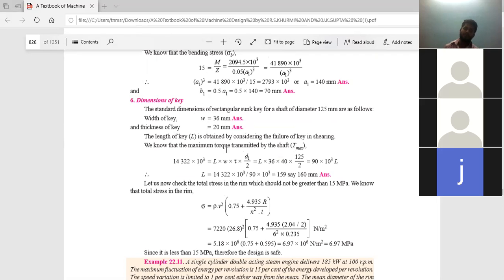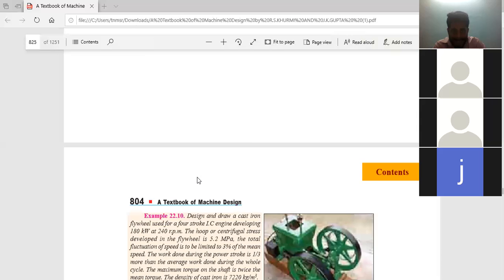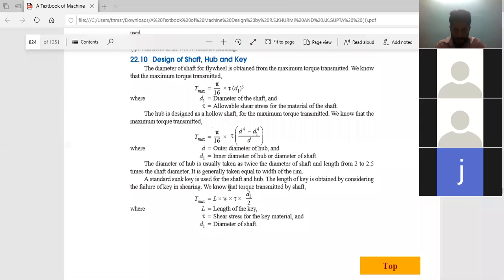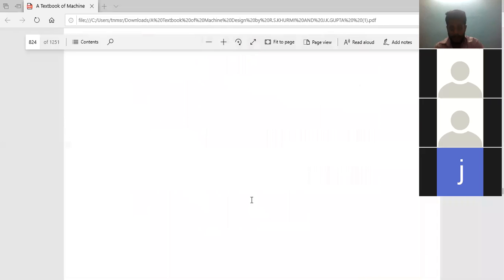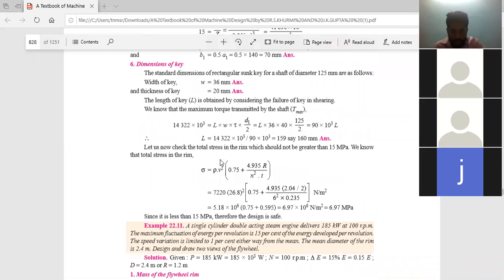Since we have calculated width and thickness, we can calculate the length of the key using this expression: T max is equal to L into W into tau into D1 by 2. With this expression, I will get the value of L, that is the length of the key. Remaining all values are given to me. So let us calculate the length. Your length is coming out to be 159 mm. So they are taking the higher dimension value, say 160 mm. So the length of the key is 160 mm.